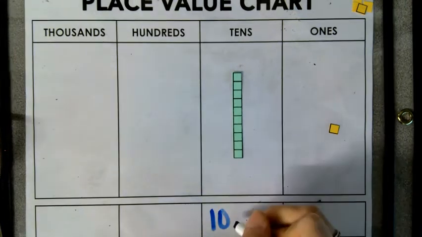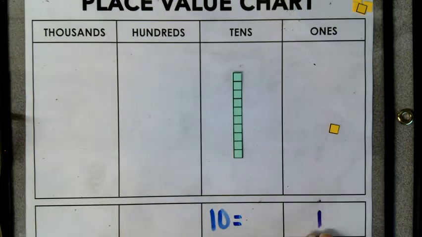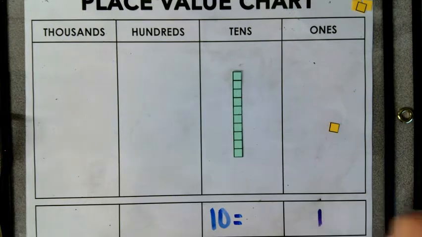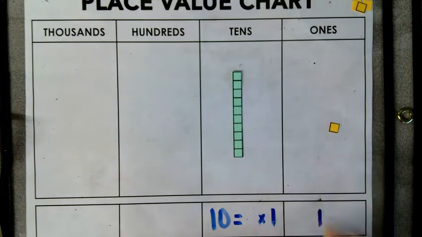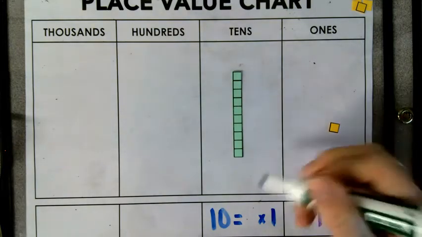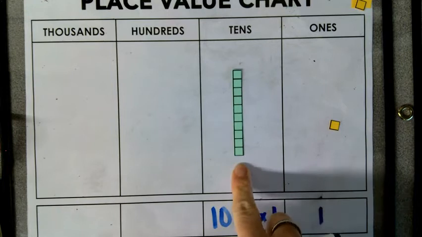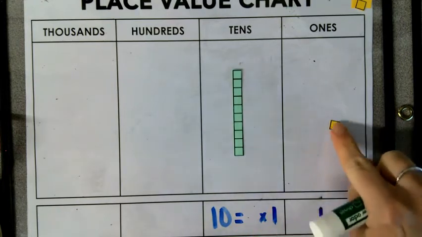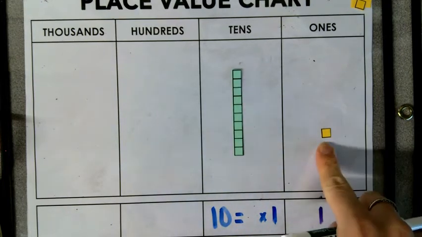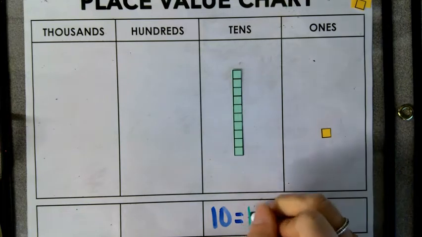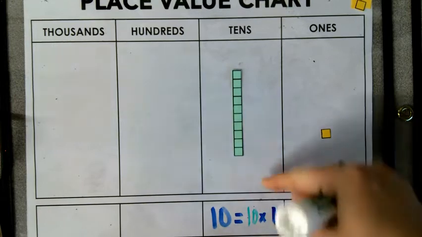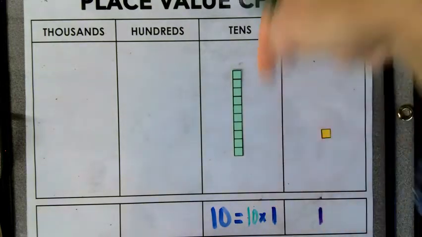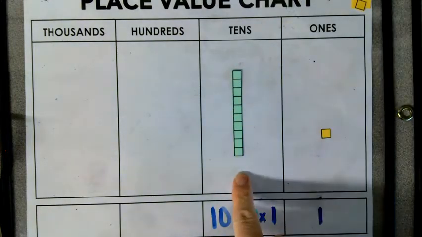Now we have to think to ourselves, when I moved from my ones to my tens, I started with 1. What did I multiply 1 times to get to my new grouping? Well, how many do we need? We needed 10 of them. So 1 times 10 equals 10, and that is why we are now in the place value of 10.